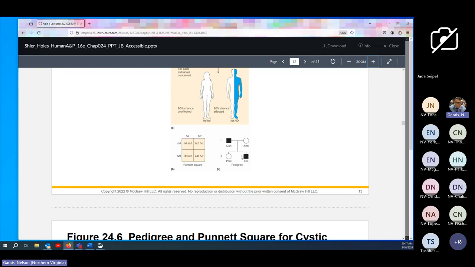And if the lines connect, that means they're related. If the lines are away, like if there's a square here or a circle here, that means they're not related to these people. If you're related by blood, there's going to be a line. And if you see a line going right through it like this, that means the person's dead.